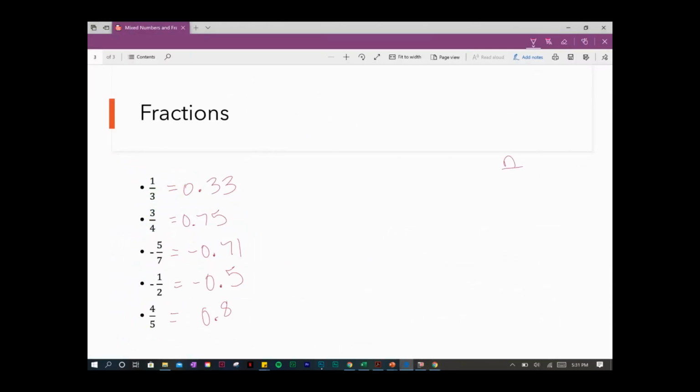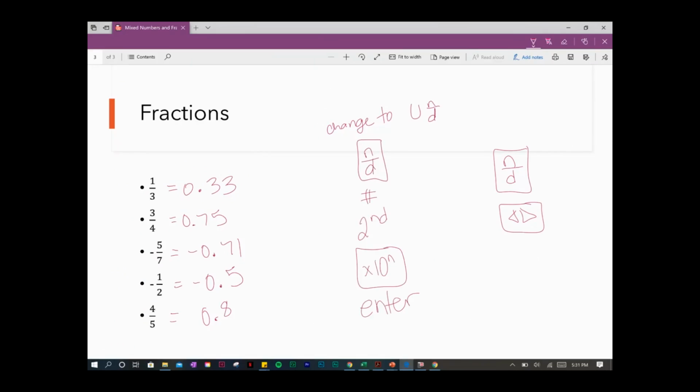So you're going to use the n over d button and the toggle button to get it into a decimal. If you want to change to a mixed number, which is the U and then n over d, you're going to first use the n over d button, put in your number, then hit the second button, and then hit the times 10 to the n button, enter. And that will change it into that mixed number. So that is how you use your TI-30XS in order to type in fractions, mixed numbers, and change between them and change them to decimals.